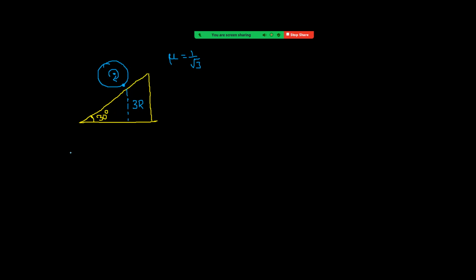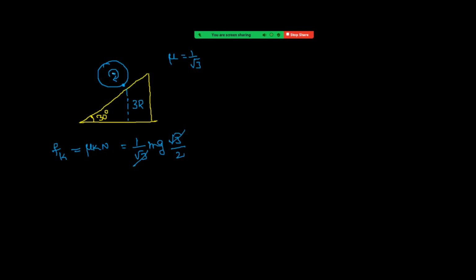So I'm writing the frictional force. Frictional force is mu k into normal reaction. Why mu k? Because it is now slipping. Okay. This is now mu value 1 by root 3. Normal reaction is mg cos theta, that is root 3 by 2. It is mg by 2.